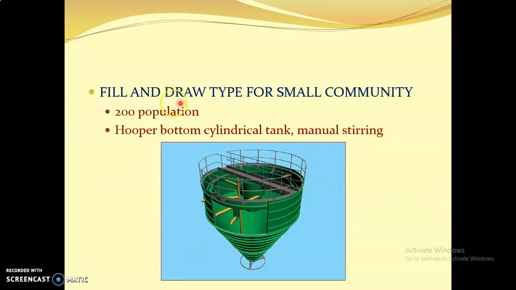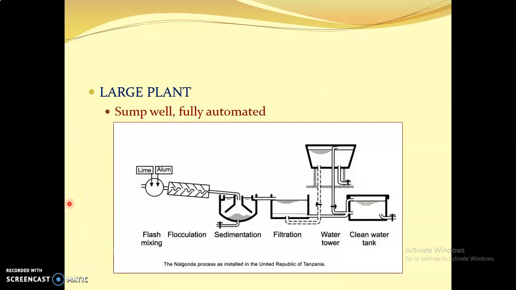So this is for a larger community compared to the other one which we discussed, which was for specific homes. This is for a small community, maybe around 200 population. You can go for a manual mode of this tank, known as the hopper bottom cylindrical tank. The reagents are added and manual stirring is done.